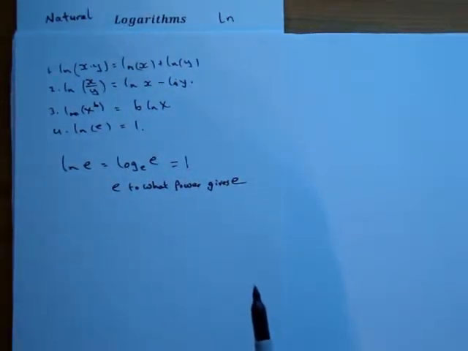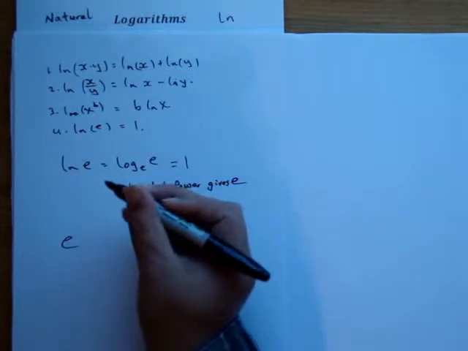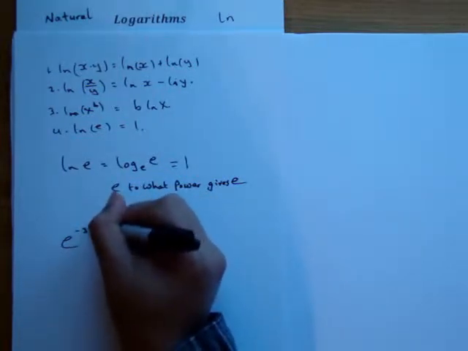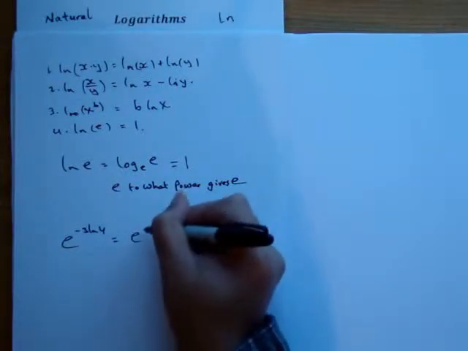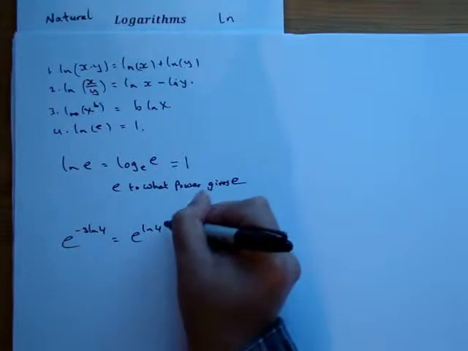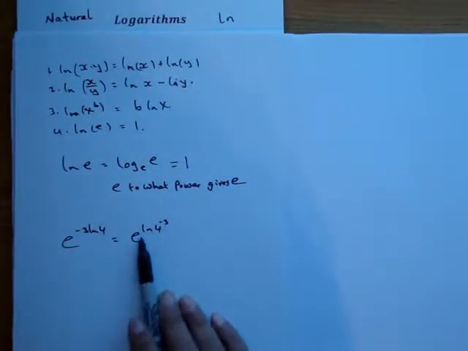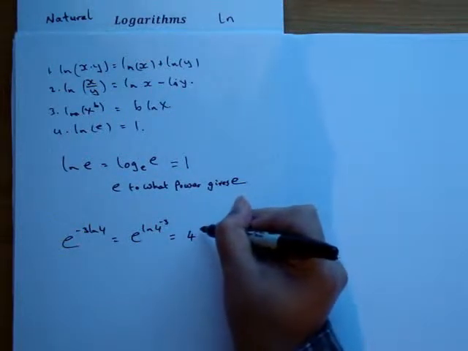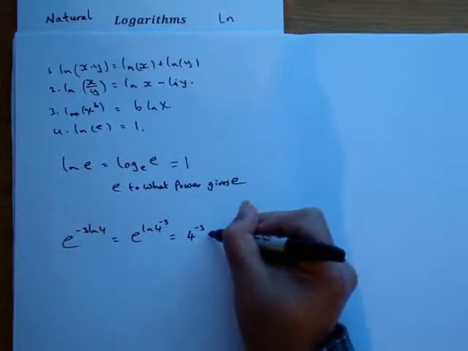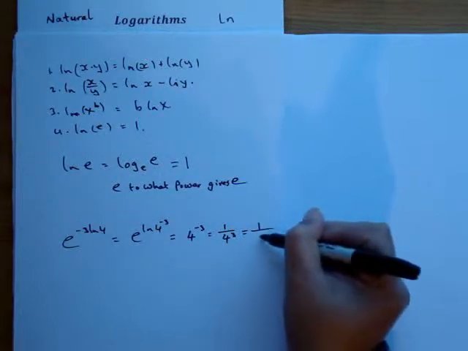If we have e to the minus 3 natural log 4, this equals e to the natural log 4 to the power minus 3, by the rules of logarithms, moving the minus 3 up. Now we've got this natural log and this e next to each other, which cancel each other out. So this becomes 4 to the minus 3, which equals 1 over 4 to the power 3, equals 1 over 64.